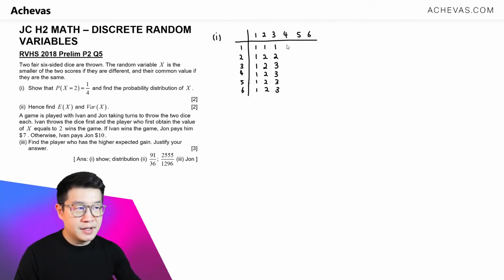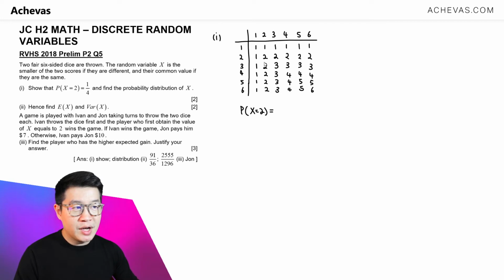So we will have this, and this is 1, 2, 3, 4, 4, 4. And this is going to be 1, 2, 3, 4, 5, 5. And this is going to be 1, 2, 3, 4, 5, 6. And we're supposed to show that the probability that x is equal to 2 is equal to 1/4.